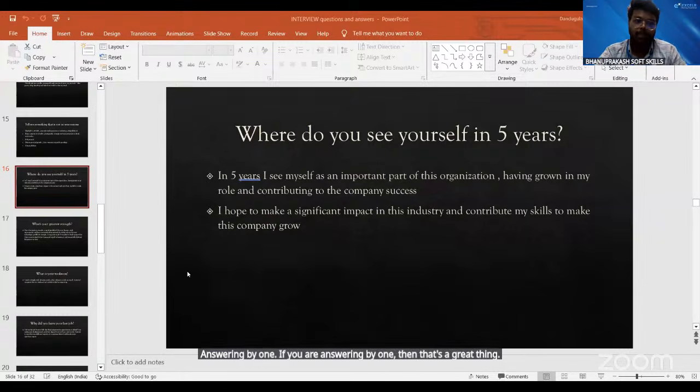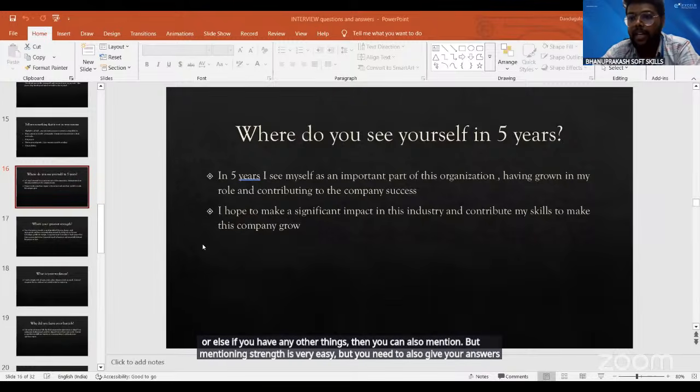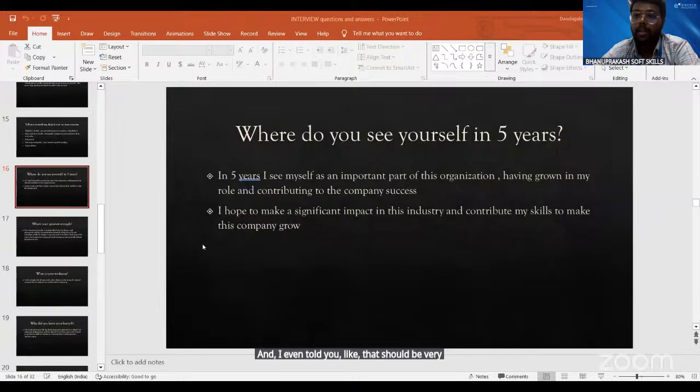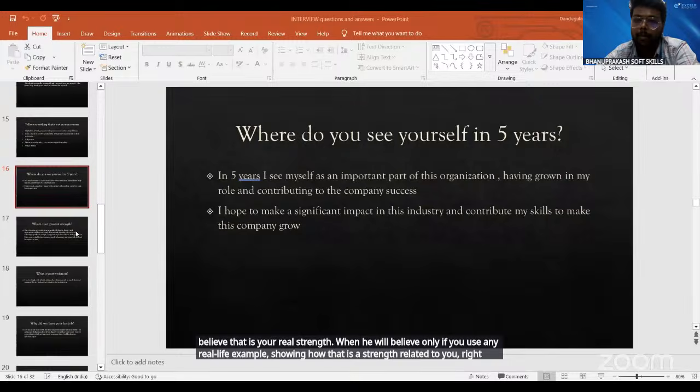Yes, the strength part is something that we already discussed in the personal introduction part, so there is nothing much to discuss. You can mention strengths like soft skills, which I showed you on the first day, or any other things. But mentioning a strength is very easy; you need to also give your answer in a very detailed way, right? It should be very logical, so that he believes that is your real strength. He will believe it only if you use a real-life example showing how that is a strength related to you. So using one example is very important.